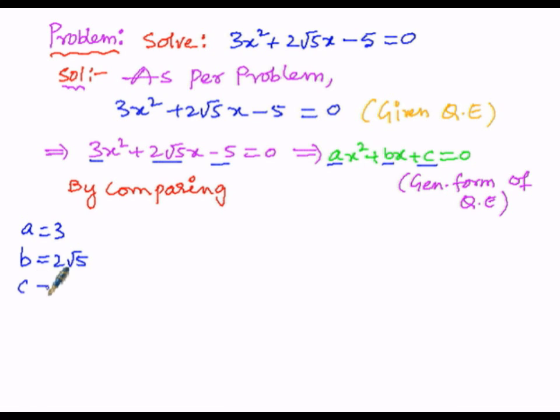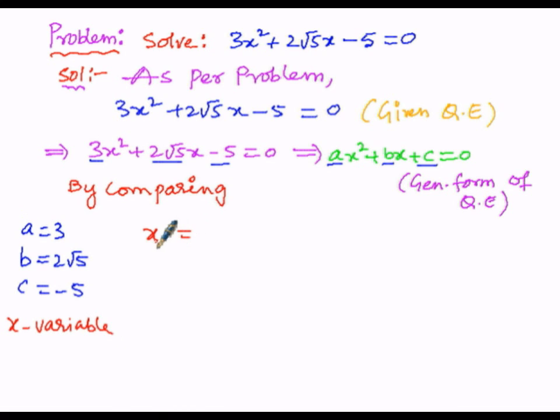So, c must be replaced by minus 5 in order to get the value of x. To solve this particular equation we have to solve for x, which is the variable. Here x is the variable in this quadratic equation. We have to solve for x, but there are 2 roots.